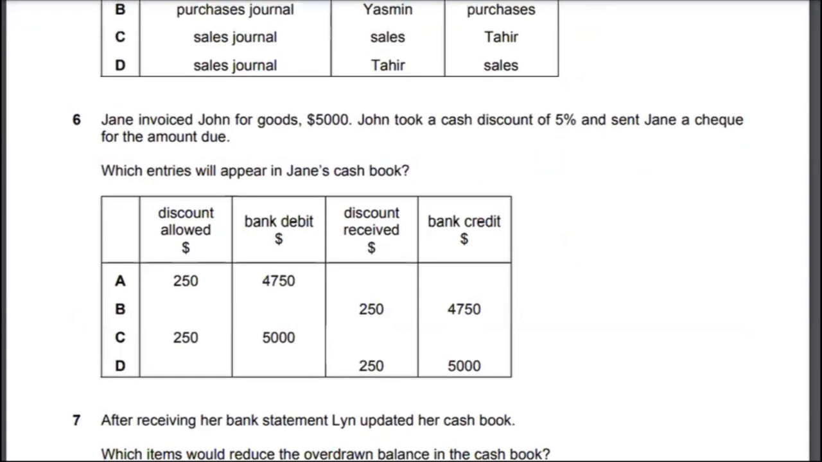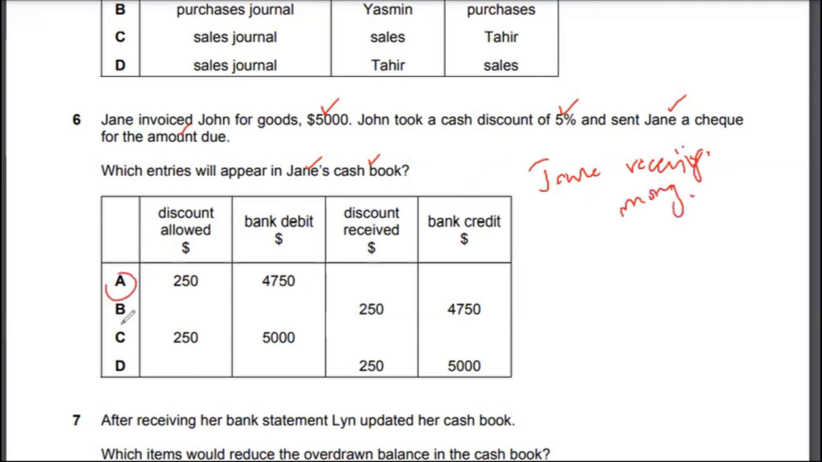Let's look at multiple choice 6. Jane invoiced John for goods 5,000. John took a cash discount of 5% and sent Jane a check for the amount due. Which entries will appear in Jane's cash book? So Jane is actually receiving money, right?